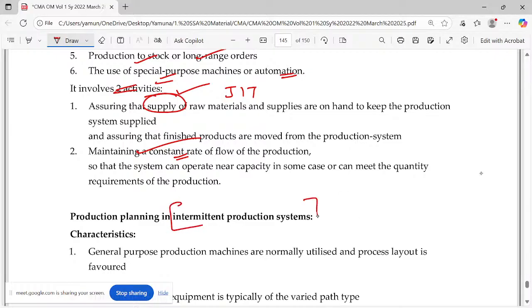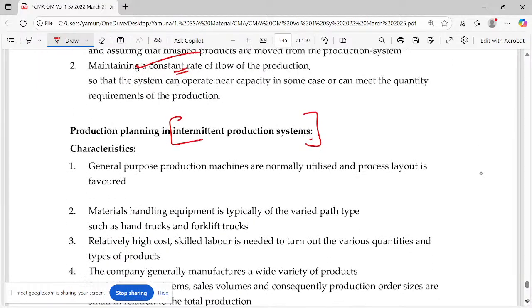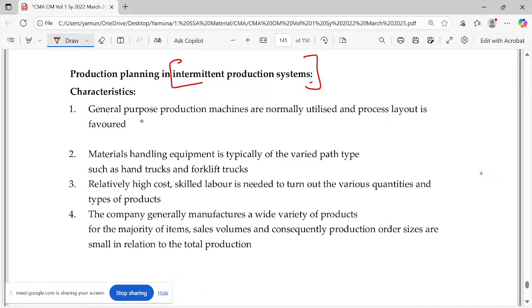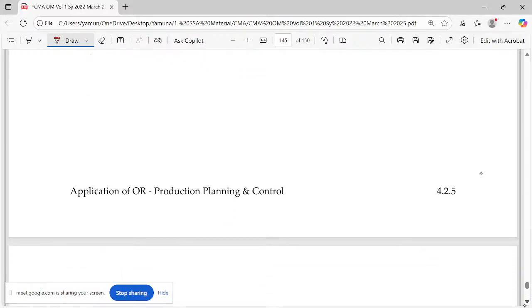Now we'll go for intermittent production system. The characteristics here: general purpose production machines are normally utilized because it's intermittent production, only in between job shops. Probably the material handling will be done using hand trucks and forklifts. Relatively high cost and skilled labor is needed, even though it's intermittent, and it generally manufactures a wide range of products. So that's about intermittent production system.